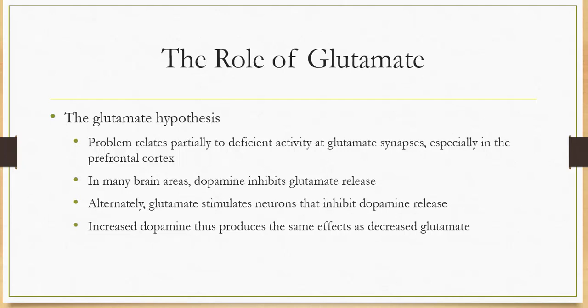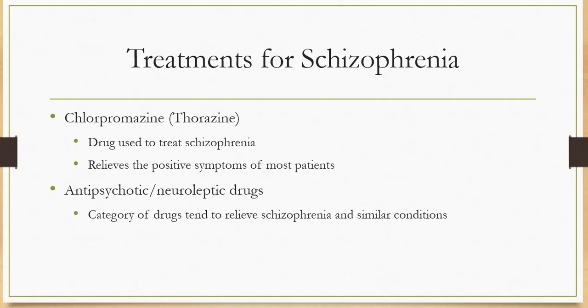With this knowledge of the chemicals, we can come up with treatments. Since we know dopamine and glutamate are involved, the treatments would work on these neurotransmitters. Thorazine is a classic drug for treating schizophrenia, and it relieves the positive symptoms of most patients.